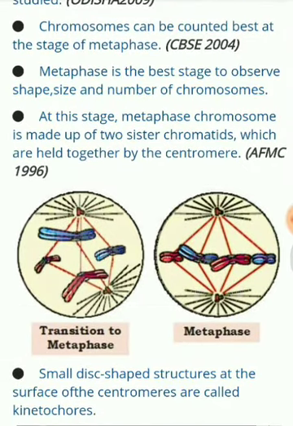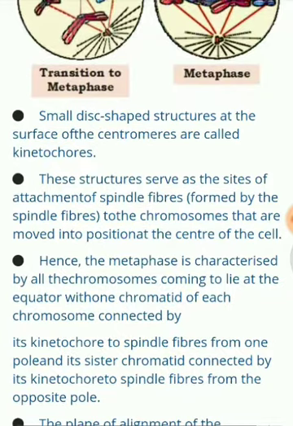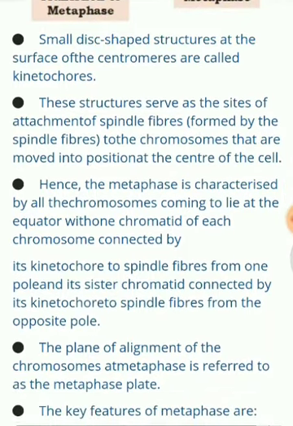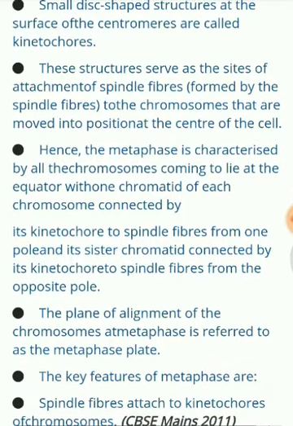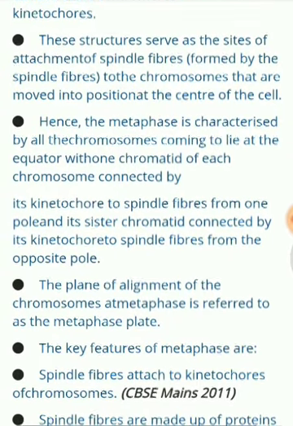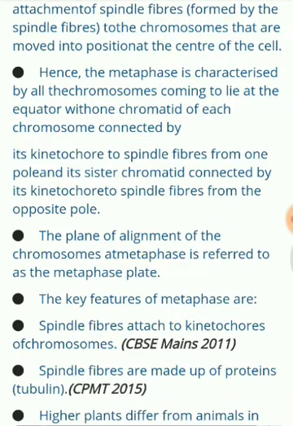At this stage, the metaphase chromosome is made up of two sister chromatids, which are held together by the centromere. Small disc-shaped structures at the surface of the centromere are called kinetochores. These structures serve as the site of attachment of spindle fibers to the chromosomes that are moved into position at the center of the cell. Hence, metaphase is characterized by the chromosomes coming to lie at the equator, with one chromatid of each chromosome connected by its kinetochore to spindle fibers from one pole and its sister chromatid connected by its kinetochore to spindle fibers from the opposite pole. The plane of alignment of the chromosomes at metaphase is referred to as the metaphase plate.